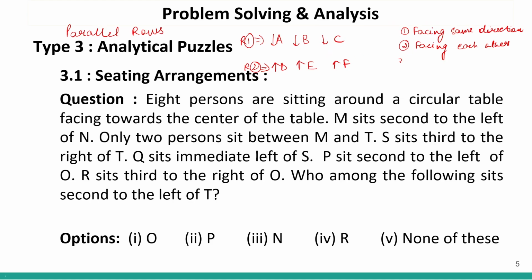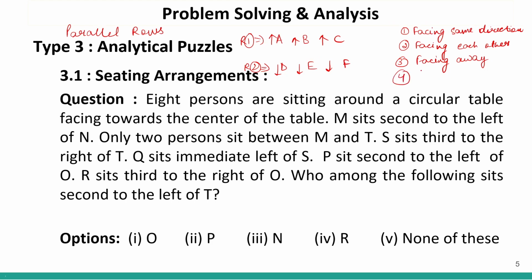The third possibility is that they are facing away from each other. So if A, B and C are facing north, that means D, E, F will be facing south. So this is your facing away possibility.